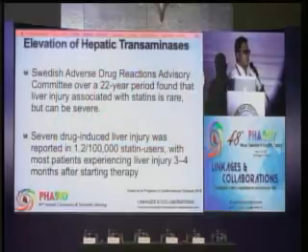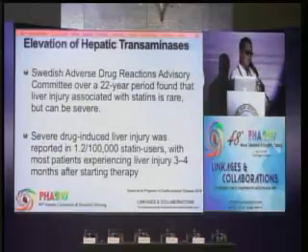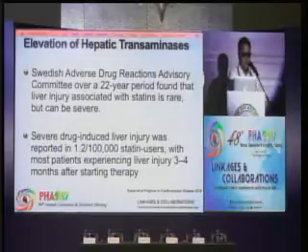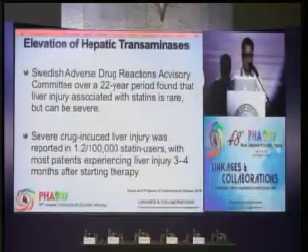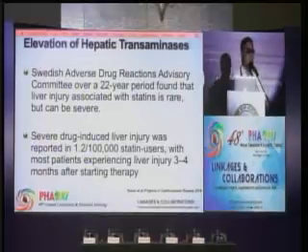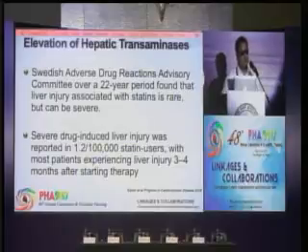Looking at cohorts and registries, the rise of transaminases is very rare, but can also, unfortunately, be very severe. Severe drug-induced liver injury was reported in 1.2 per 100,000 statin users, with most experiencing liver injury 3 to 4 months after starting therapy. The elevation of aminotransferases usually returns to normal after a dose reduction without the need for statin discontinuation. And in some, you can actually resume the initial dose after 2 to 4 weeks.